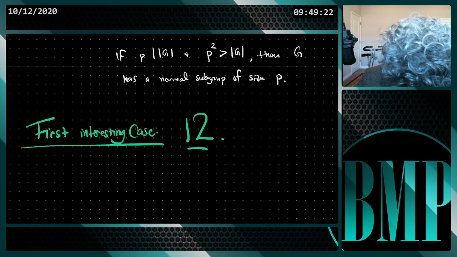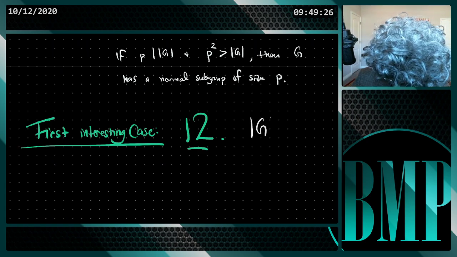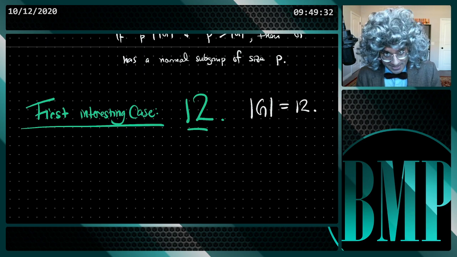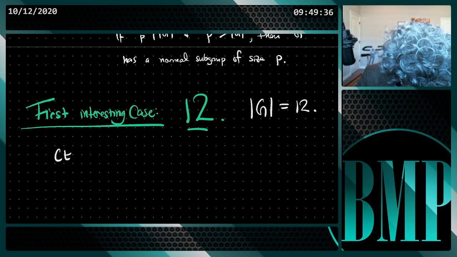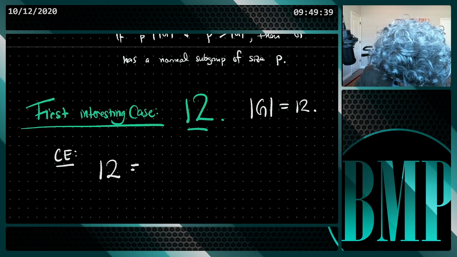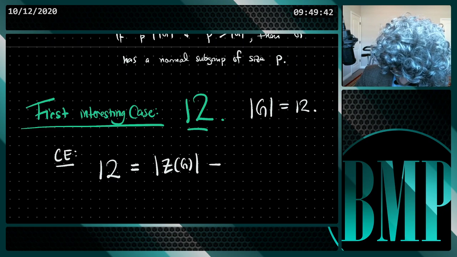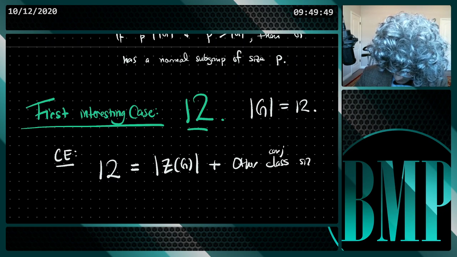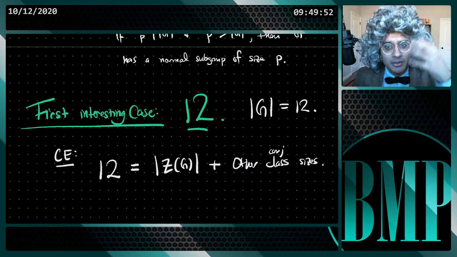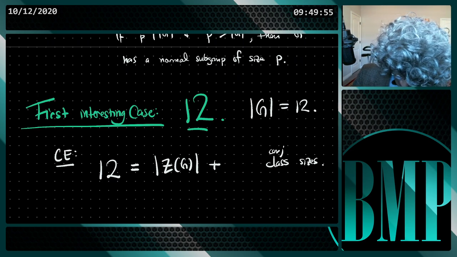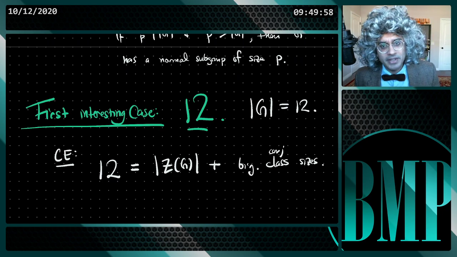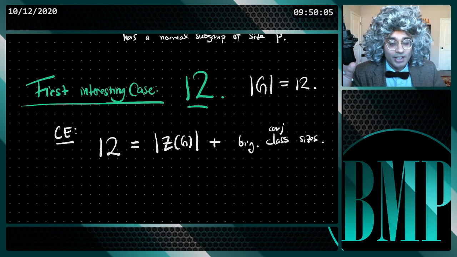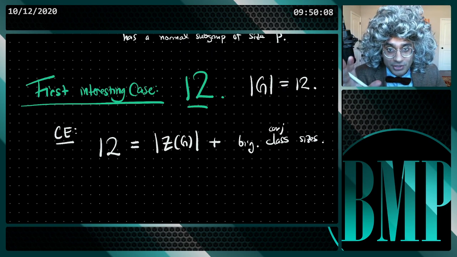All right, so let's pretend G is a group with 12 elements. Let's see what the class equation says. It says 12 equals the size of the center plus other conjugacy classes. Other meaning bigger, bigger than one. Okay, in this game, we should always pretend that the center is trivial.